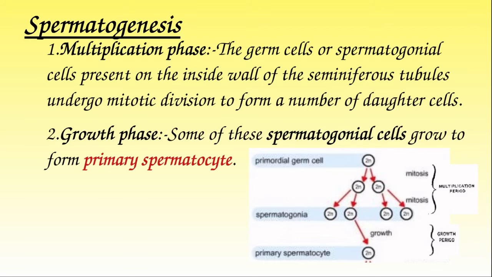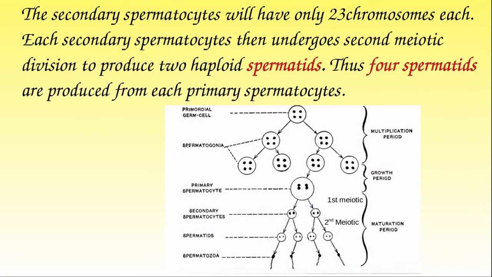Now listen up once more. What are the steps we can see from here? First, the multiplication phase. The primordial germ cells undergo repeated mitotic division to produce a large number of spermatogonial cells.